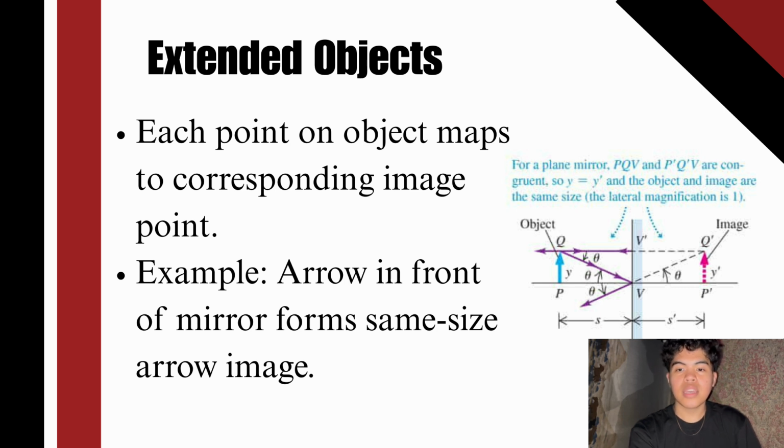In the diagram, you can see the object on the left and the image on the right. The triangles in the picture are congruent, which means they are exactly the same size and shape. That's why the object and image are equal in size, just flipped left to right, that is called lateral inversion. Also, the image distance behind the mirror is equal to the object distance in front of it, which means S is equal to S prime.